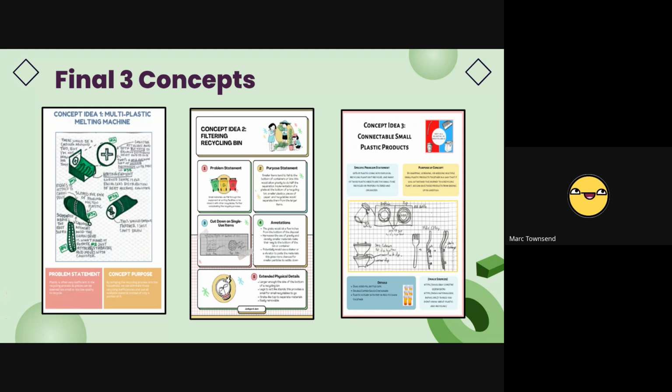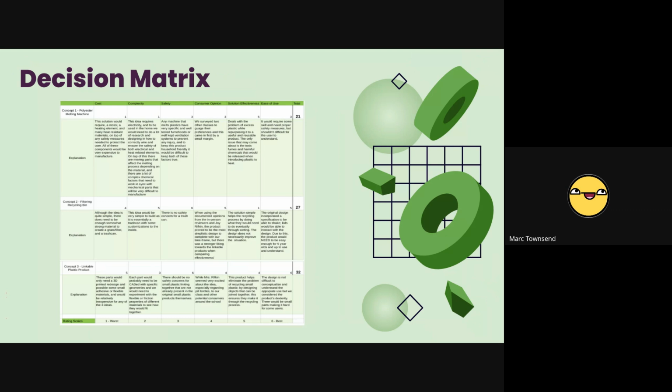So to narrow down these 3 ideas, we created a decision matrix. This included our main target areas, which were safety, cost, complexity, consumer opinion, ease of use, and solution effectiveness. At first, our solution 2, the filtering recycling bin, and solution 3, the connectable plastic products, ended in a tie. So we revised our matrix. This time we added a component which rated the overall ability to tackle the overall problem.